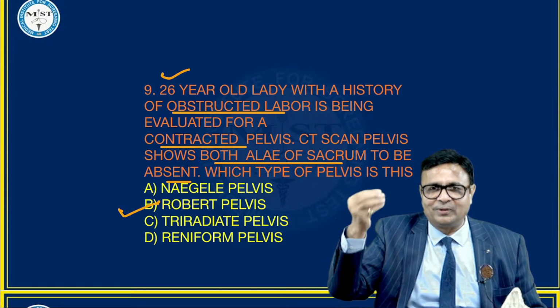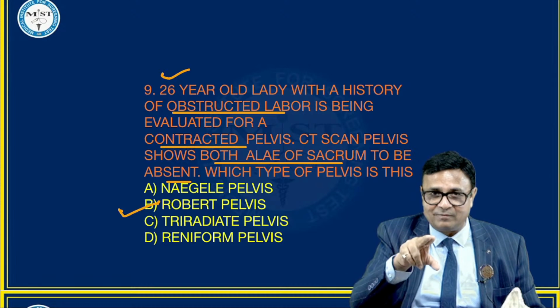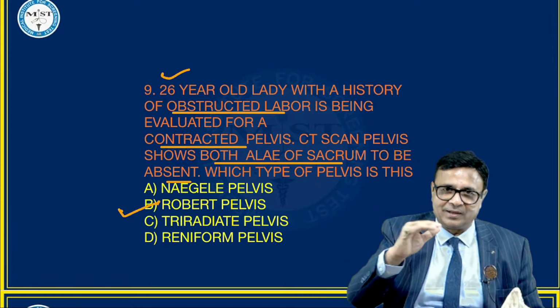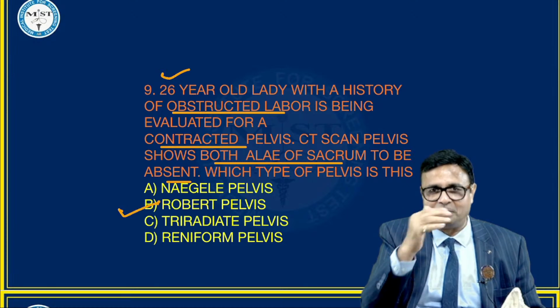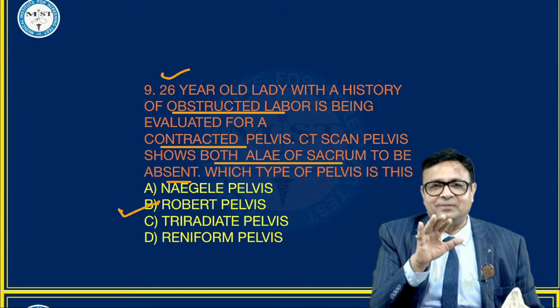Robert pelvis, both ala of sacrum absent. Triradiate pelvis, osteomalacia in adults. Reniform pelvis, or kidney-shaped pelvis or bean-shaped pelvis, severe rickets in children.